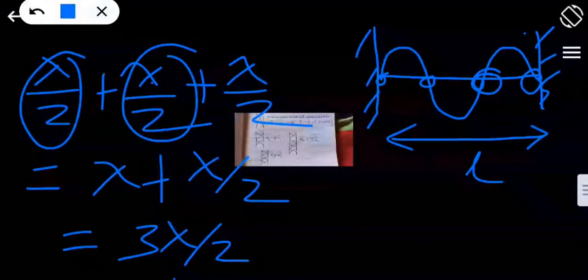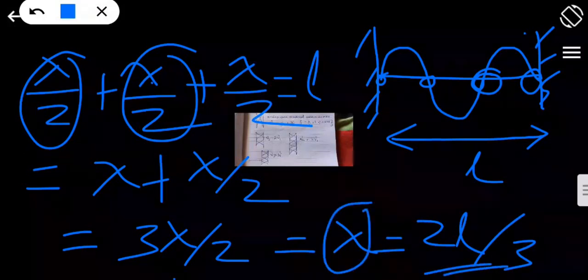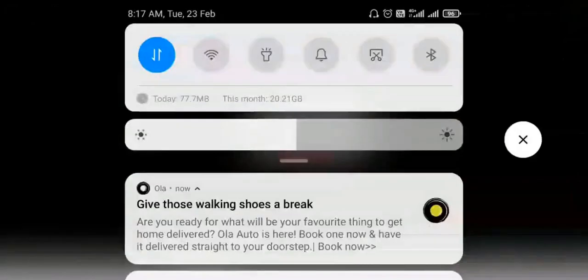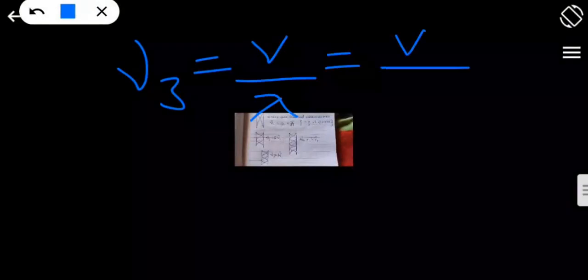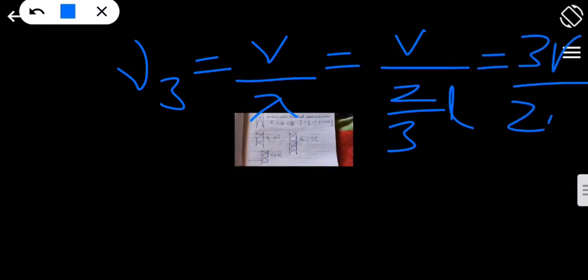So what should be my lambda? This calculation is for the length, so lambda is equal to 2L divided by 3. It will just be reversed, right? So lambda is equal to 2L by 3. If I place this in nu3, then nu3 is equal to V upon lambda, which is V by 2L by 3, so this will be nothing but 3V by 2L, right?